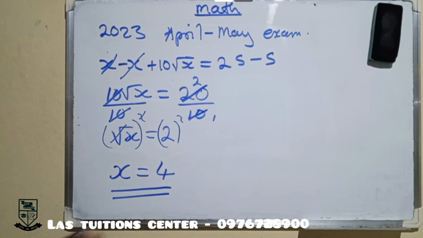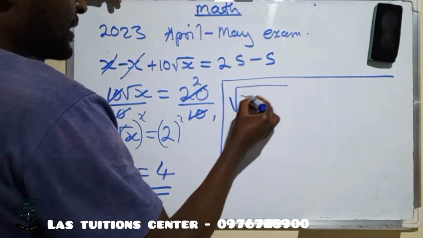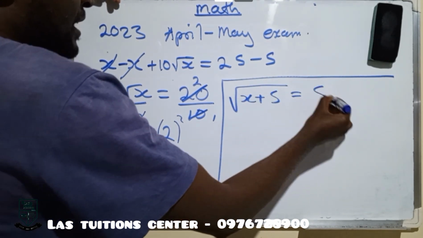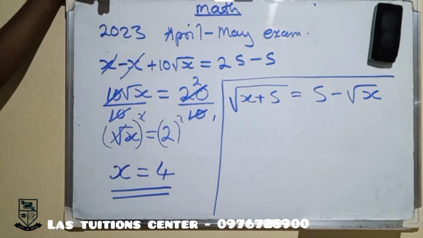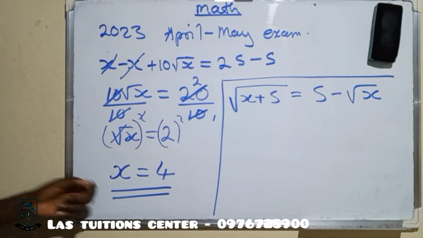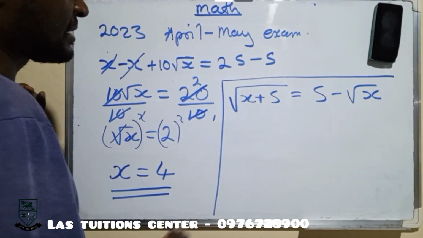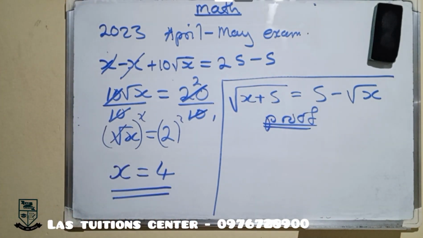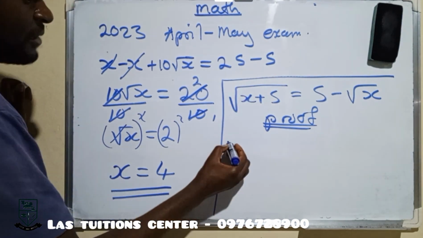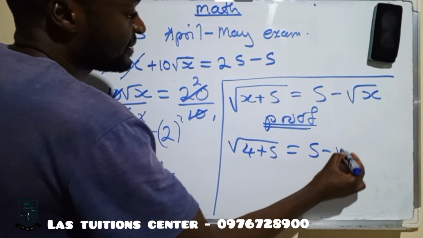The question that we had was root of x plus 5 is equal to 5 minus root of x. We have found the value of x to be 4. If we replace the 4 here, it should balance what is on this side and what is on the other side. So we can simply do the proof. This is just extra work to see whether our answer is correct. So we put the 4 there: 4 plus 5 is equal to 5 minus square root of 4.